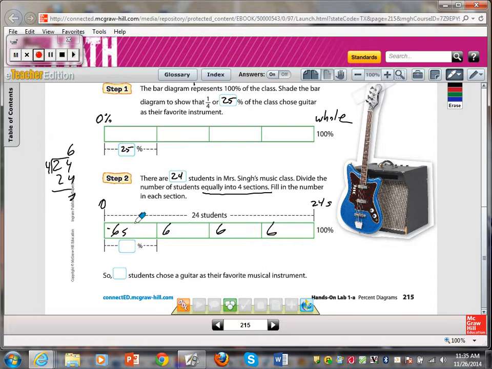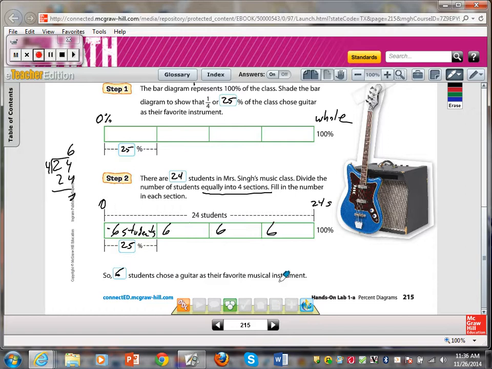6 students. So now all that has to add up: 6 times 4 is 24, which means that 1/4 or 25% of 24 is 6 students. So then you can say, so 6 students chose guitar as their favorite musical instrument.